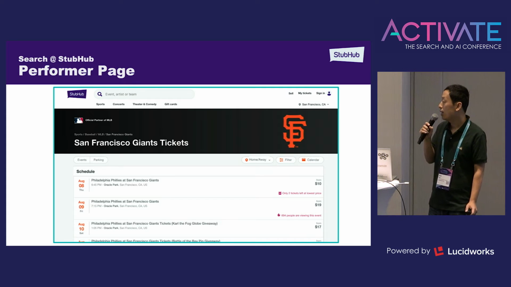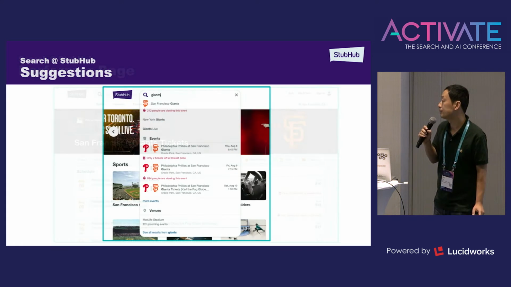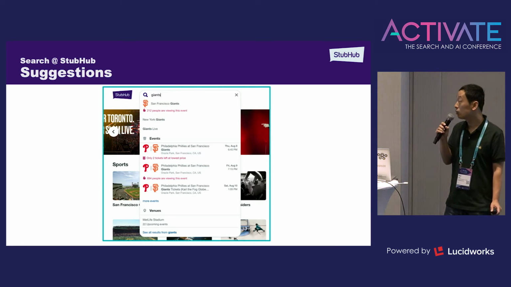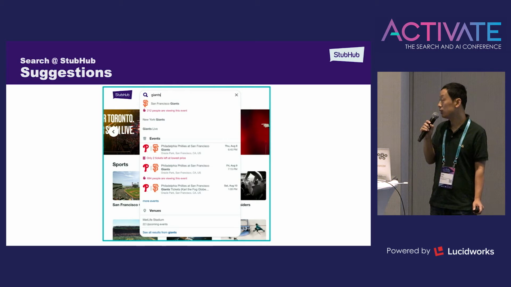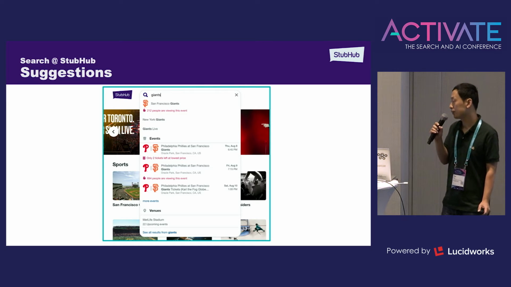The key part for StubHub is this one. When you land on StubHub, you have a search bar. When you type something, you automatically get results, which we internally call suggestions. It's a quick link so that you can go to the performer or the event, then pick your ticket and begin your purchase.